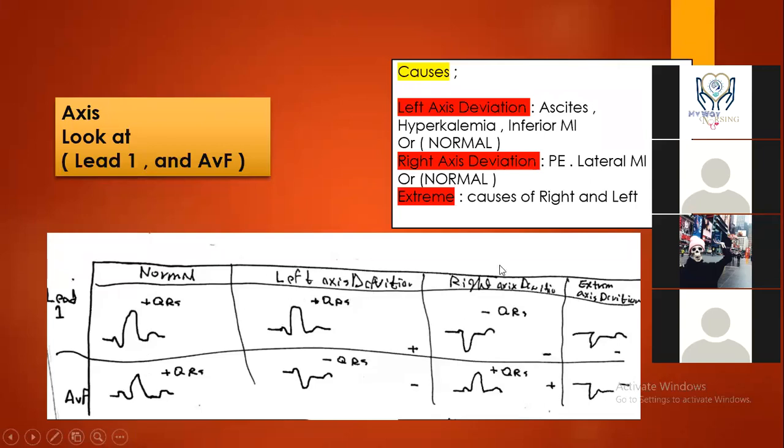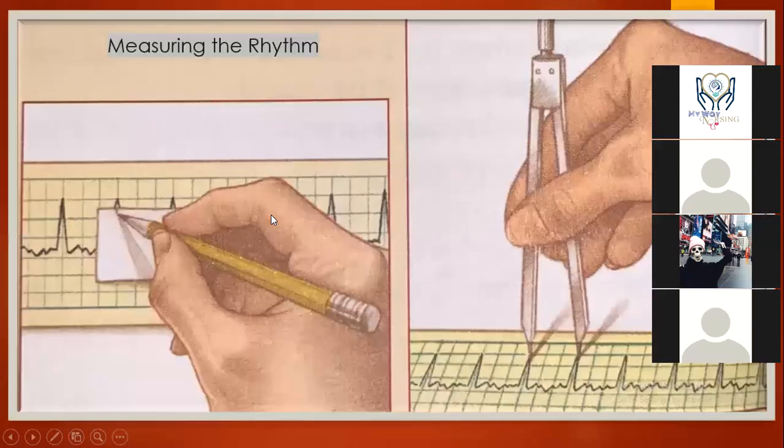In cases of left axis deviation, right axis deviation or extreme axis deviation, these are abnormal. Left axis deviation, you can find it in hyperkalemia, inferior MI, myocardial infarction, ascites. Right axis deviation, you can find it in PE, pulmonary embolism, lateral MI. Extreme, you can find it in all the cases mentioned, left and right. So normally, positive in lead one and positive in aVF. In left axis deviation, there will be positive in lead one, but inverted or negative in aVF. Right axis deviation, it will be negative in lead one and positive in aVF. Extreme, it will be negative in both leads, lead one and aVF.